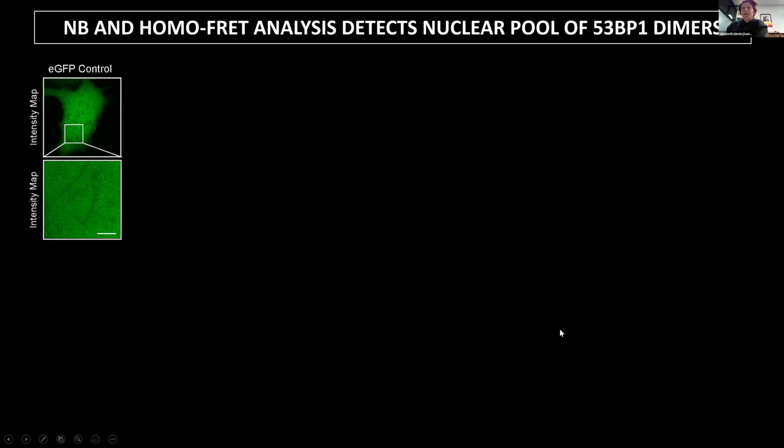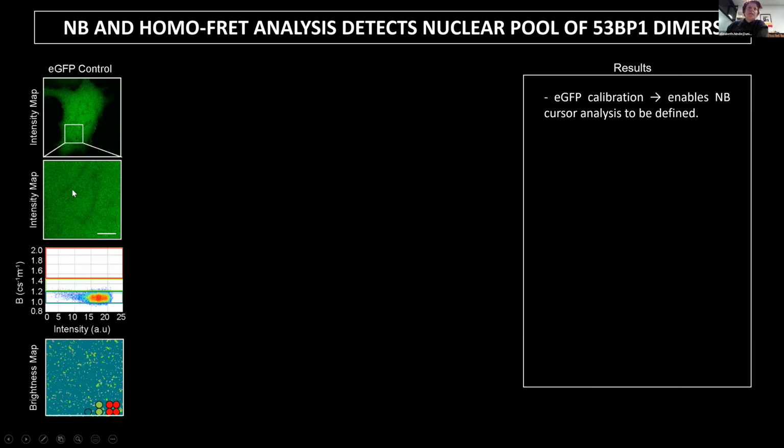So I mentioned that in order for this method to work, we need to know the brightness of our monomer, which would be EGFP in this case. So we take a time series of intensity images in a cell expressing free GFP, and we calculate the brightness in each pixel, which gives rise to this distribution. And we can set up a series of cursors that highlight the monomer of EGFP. And based on this monomeric brightness, we can extrapolate what we'd expect a dimer of EGFP or an oligomer of EGFP to exhibit if it was formed when tagged to 53BP1. So here we have our EGFP control, and more or less everything is monomeric.